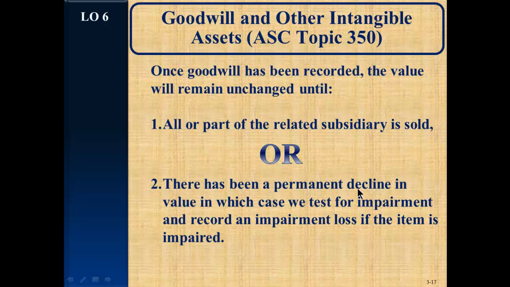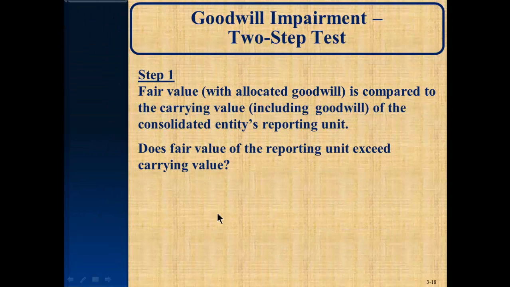Or there's been some kind of permanent decline in value, and then we're going to have to test for impairment and then record that loss if the item is impaired. Now, again, they're saying the term record. You're not going to put that on your GL, but you're going to show it on your consolidated financial statements in the period in which that impairment occurs. There's a two-step test. Step one is you're going to take the total fair value of this subsidiary entity, this reporting entity, and it's going to include whatever you've allocated to that subsidiary as goodwill.